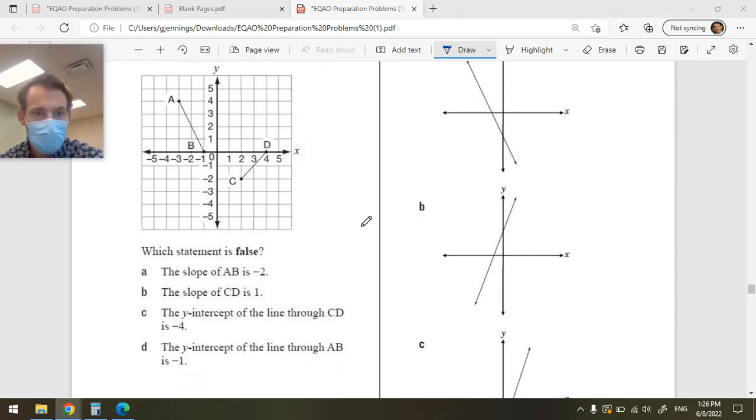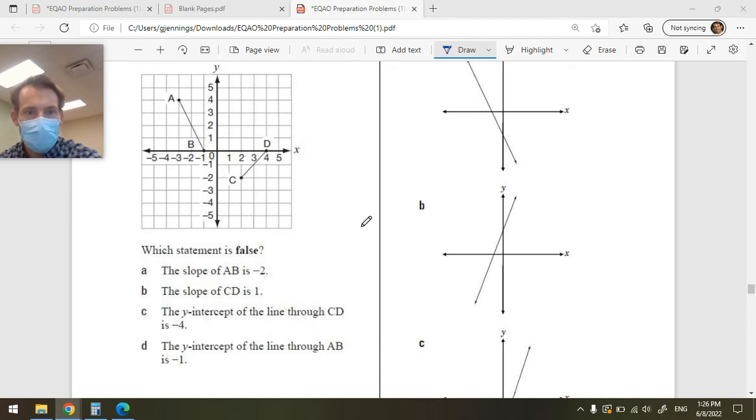All right, let's consider the following graph, A, B, and C, D. Which statement is false? The slope of AB is -2. That's actually true. How can I see that so quickly? I rise -2 and I run 1, so it's true. The slope of CD is 1. That's also true. See, I run 2 and I rise 2, so that's 1.